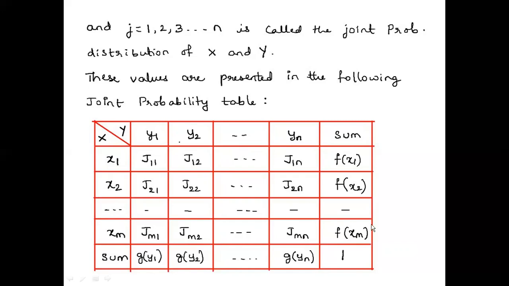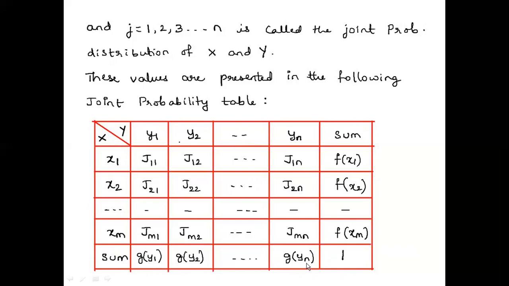Now, the sum in the last column and the last row: f of x1, f of x2, etc. up to f of xm, when we sum up, the sum is always equal to 1. The sum is denoted by 1. And these f of x1, f of x2, etc. up to f of xm are nothing but the values of probabilities for the respective x1, x2, x3 up to xm. So the sum of all probabilities should be equal to 1. That is why the sum here is 1. Similarly, for y1, y2, y3, etc. up to yn, the probabilities respectively are denoted by g of y1, g of y2, etc.